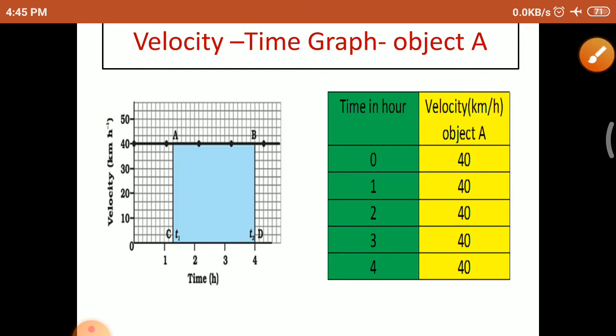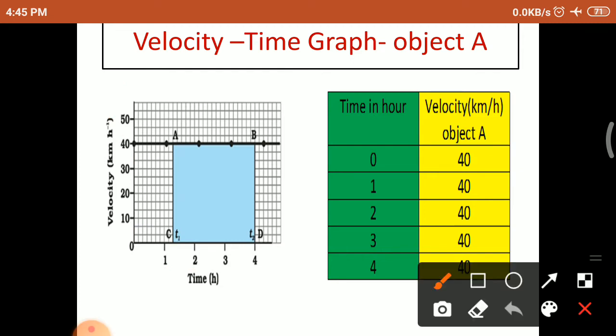Next, see when time is 0, the velocity is 40. So I mark the point here. When time is 1 hour, the velocity is 40. So this is 1 hour, 40. When time is 2 hours, the velocity is 40. So I marked here. When time is 3 hours, the velocity is 40. When time is 4 hours, the velocity is 40.